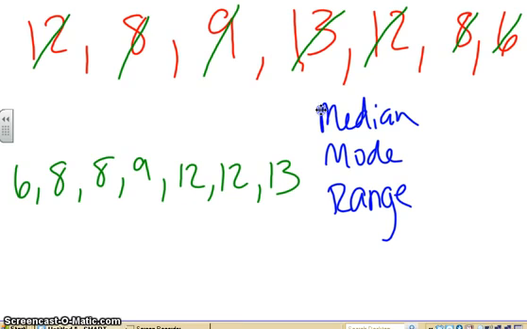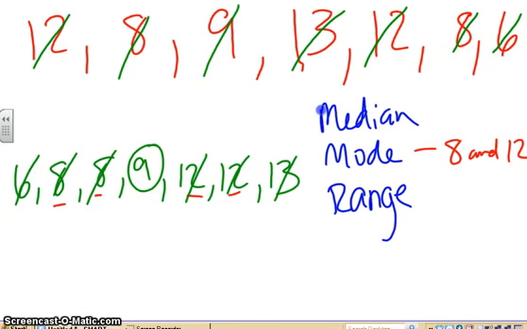Okay, so first of all, I'll do my mode, because in my opinion, mode's the easiest. That's definitely the easiest to identify, the number that shows up the most. Well, I have 2 8s and I have 2 12s. So my mode is 8 and 12, because those are my numbers that show up the most. And then I need my median. My median is my number in the middle. So I get rid of my 6 and my 13 and my 8 and my 12 and my 8 and my 12, and I'm left with a median of 9.